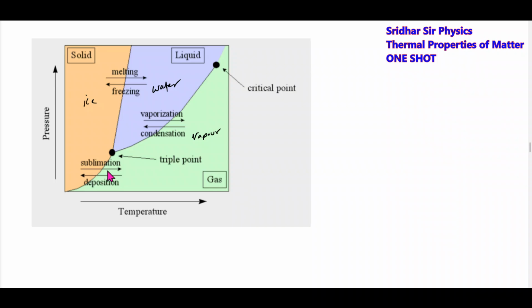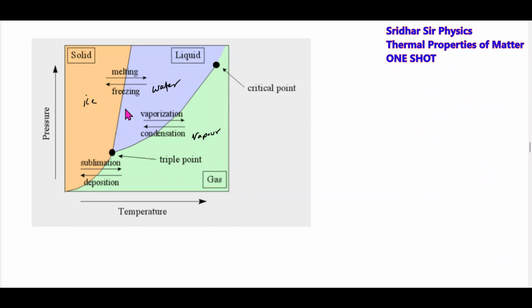So what is deposition? By changing the pressure we can melt the ice. By increasing the pressure we can melt the ice. By decreasing the pressure we can freeze the water. What is vaporization? Converting the water to vapor is called vaporization. For vaporization you have to supply heat. But here, by varying the pressure, by decreasing the pressure the water will become vapor. By increasing the pressure the vapor will become water.